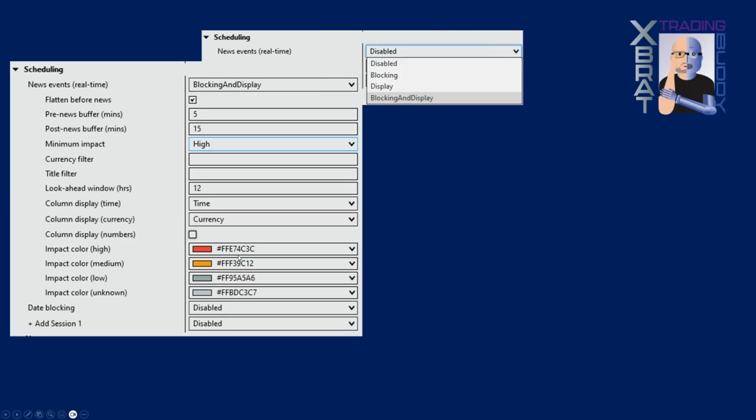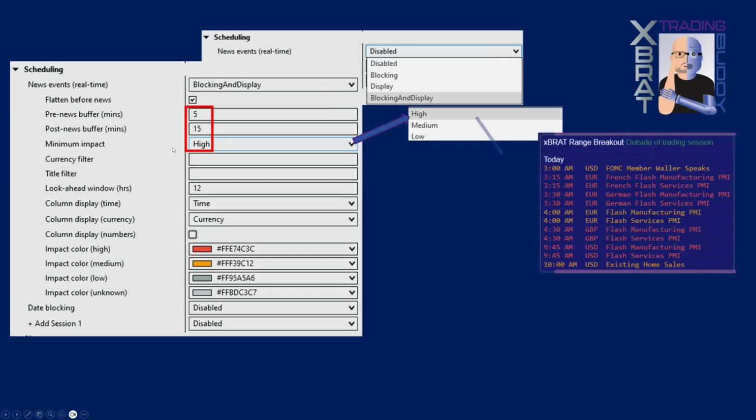So this is a little bit more, so we're using what we call our Trading Buddy technology for this news and scheduling. So in this situation, we've selected only high impact. Pre-news buffer is 5 minutes, so stop trading before then. And then post-news buffer is 15 minutes. You can see checked up here is flatten before news as well. So if we're in a trade, flatten.